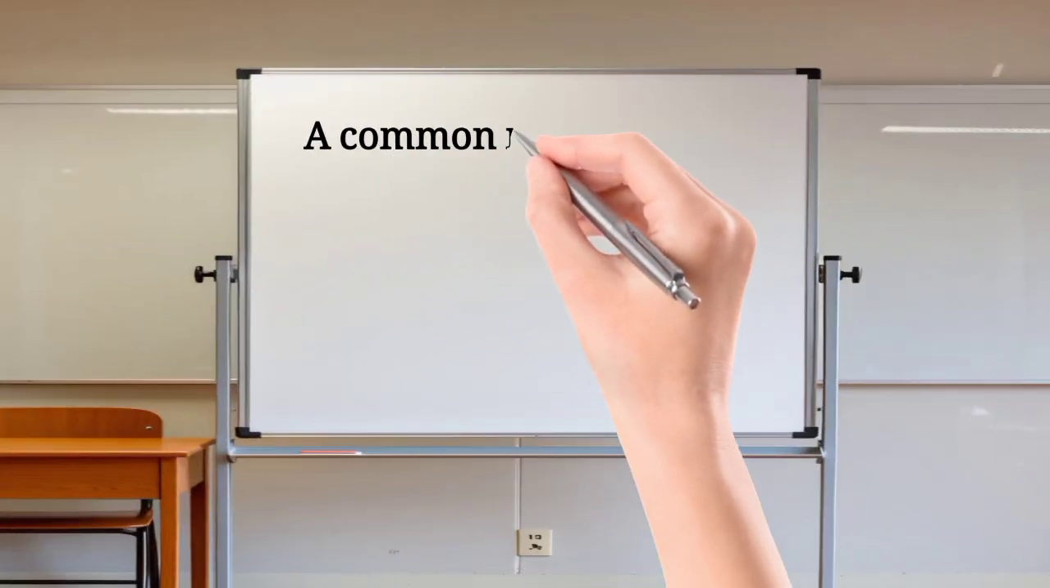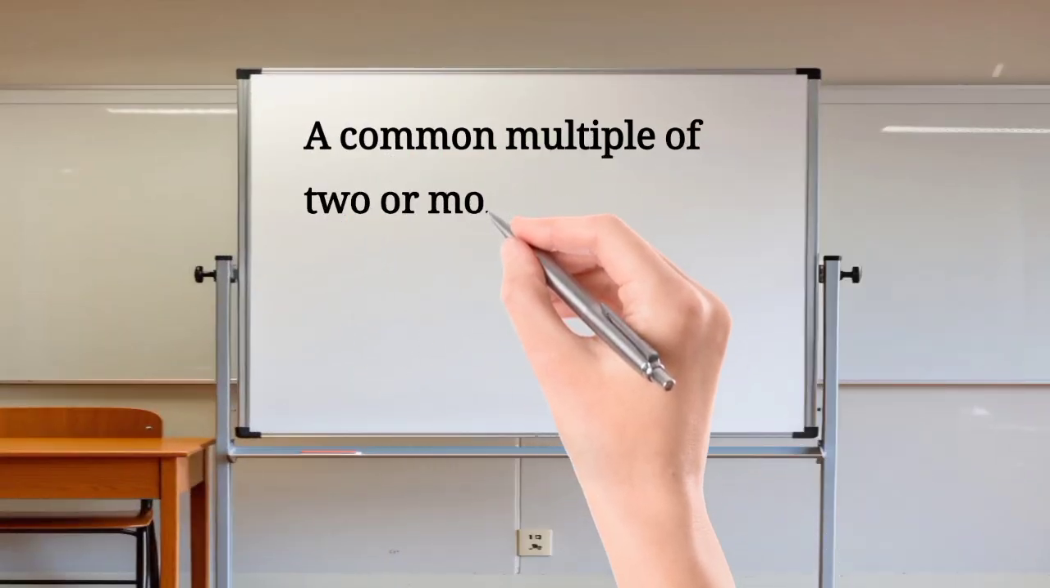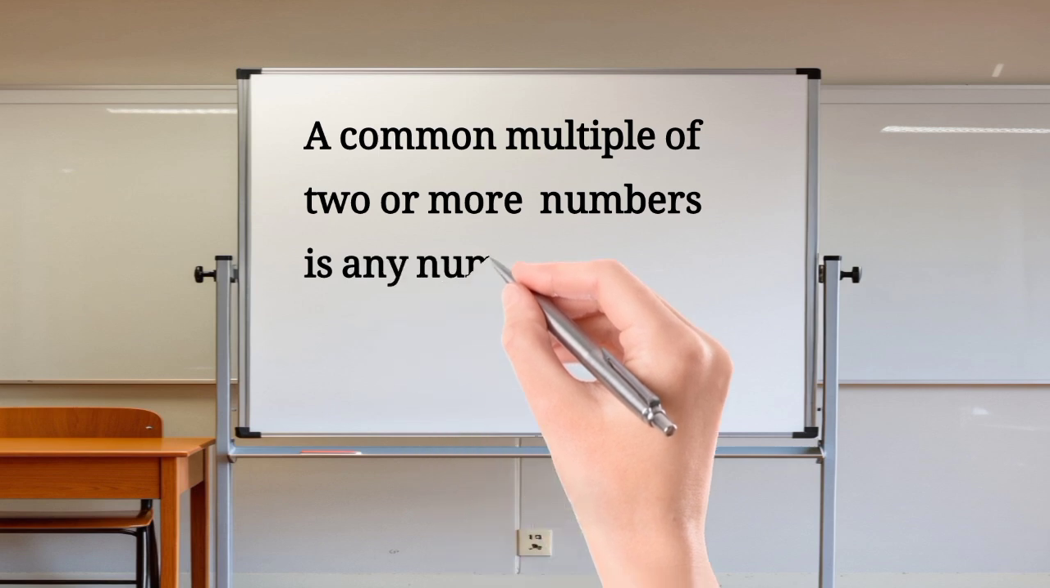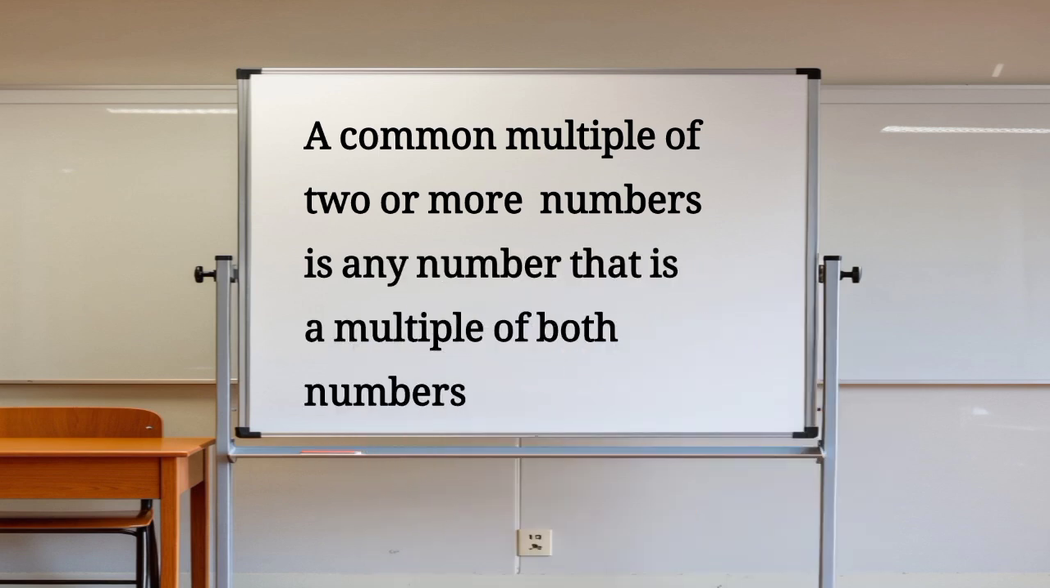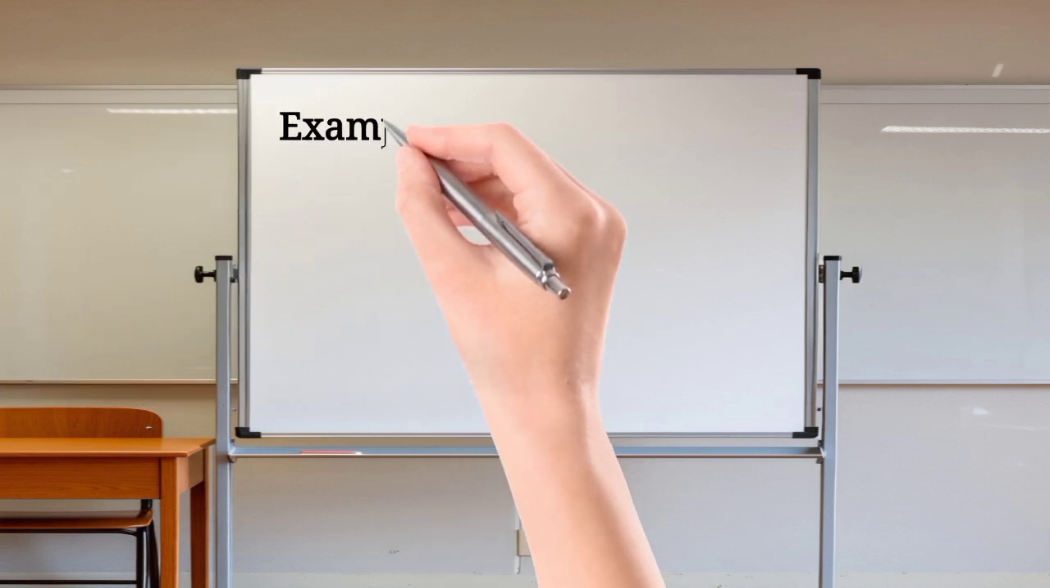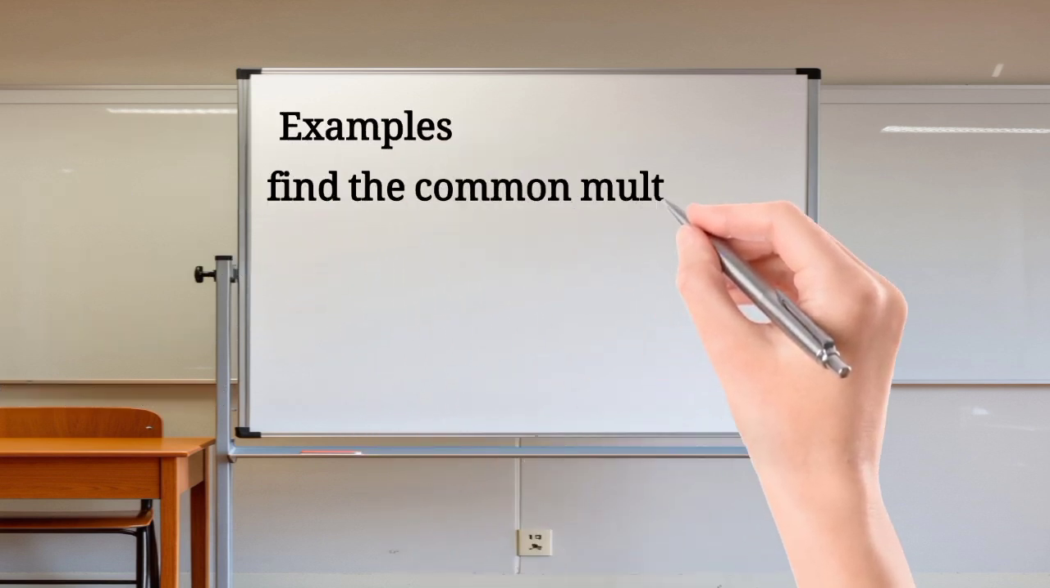We continue. What is a common multiple? A common multiple of 2 or more numbers is any number that is a multiple of both numbers. What do I mean? 4 has multiples, 3 has multiples. If we say something is common, it simply means that it's everywhere. Now I have it, you have it, that's what makes it common. So when a particular number is a multiple of 2 given numbers, then you can call that number a what? A common multiple.